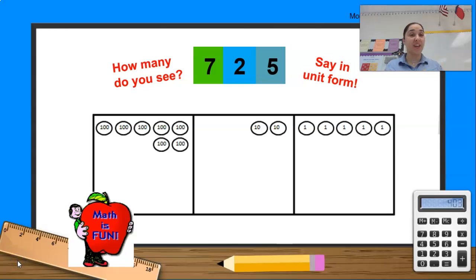Boys and girls, we just finished doing addition. It's our turn to change our thinking cap and change from adding to subtracting. Let me know when you're ready. Okay, boys and girls, how many do you see? Yes, 725. See that number in uniform? Yes, 7 hundreds, 2 tens, and 5 ones. I want you to look and see what's going to happen next, boys and girls.